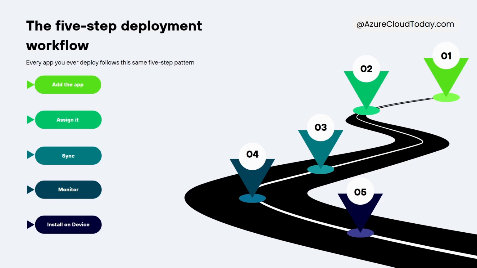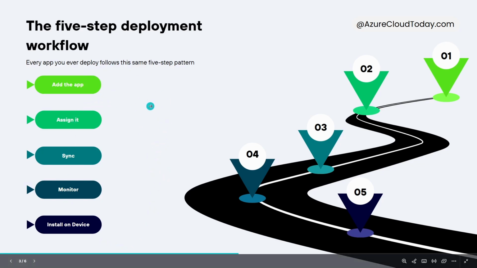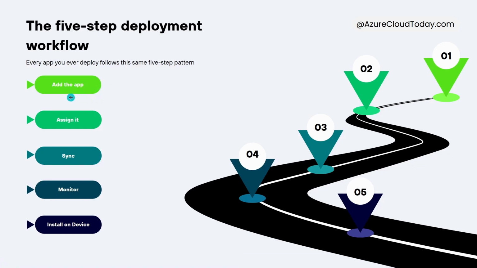Here is the whole video on one slide. Whatever app you deploy, either it's today or 2 years from now, it's always the same 5 steps. First, you add the app to Intune so it knows the app exists. Second is you assign it to a group of people. Third is the device syncs and picks up the assignment. Fourth, you monitor to confirm it worked. And fifth, the app installs on the device. Learn this flow once, and every future app is just a variation on it.